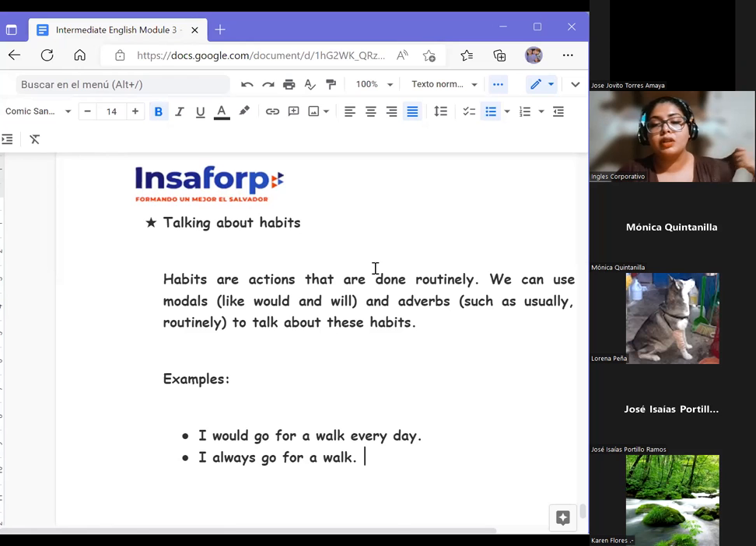I will go for a walk. In that case, you are saying that you need to do it. Es como decir que necesitas hacerlo. I will go for a walk every day. Voy a ir a caminar todos los días. Y en la otra, I always go for a walk is something that you are already doing. Es algo que ya estás haciendo. Siempre voy a caminar. En el otro es como decir que lo vamos a hacer todos los días y el otro es ya lo hago todos los días.